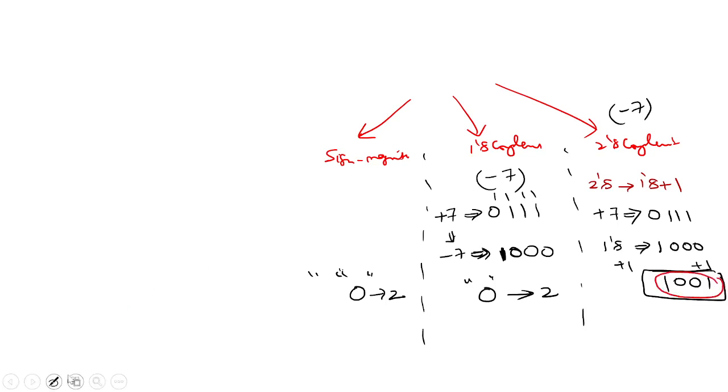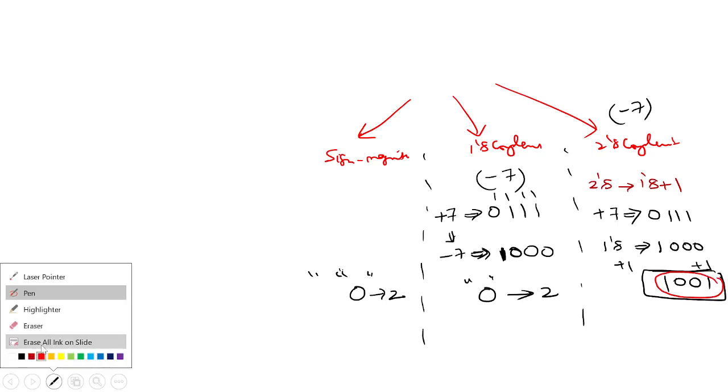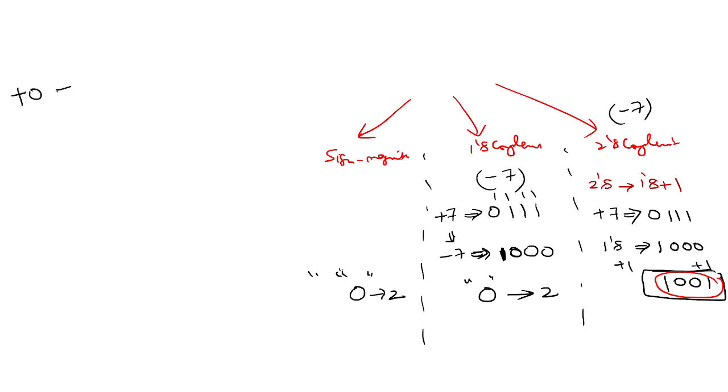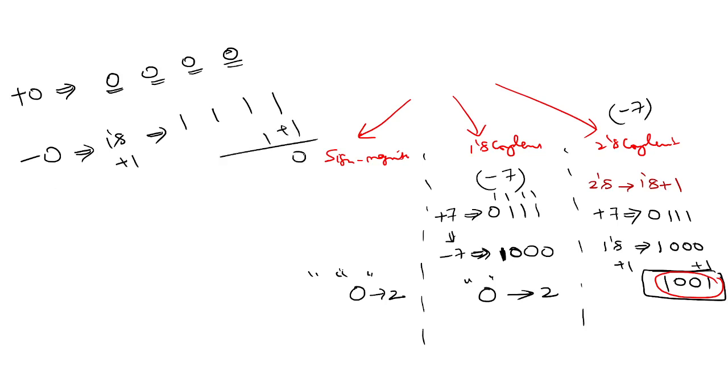Okay. Now let's see whether 0 has two representations or not. So let's talk about plus 0. According to the definition, I'm taking plus 0, right? Now minus 0, what to do? 1's complement. What is 1's complement of that? 1, 1, 1, 1. Then add plus 1 to this. 1 plus 1 is 2, in binary it is 1, 0. Again 1 plus 1 is 2, again 1, 0. Again 1 plus 1 is 2, again 1, 0.